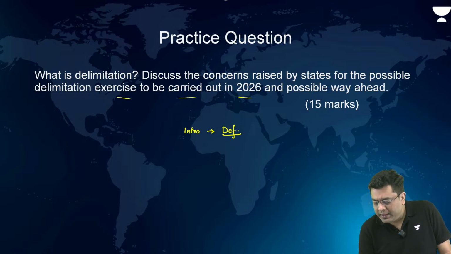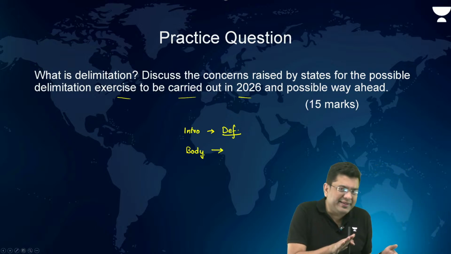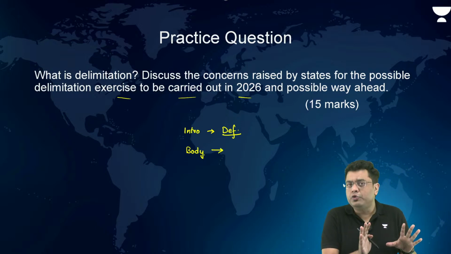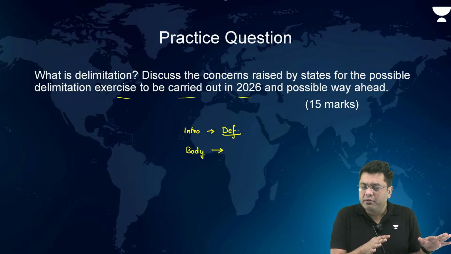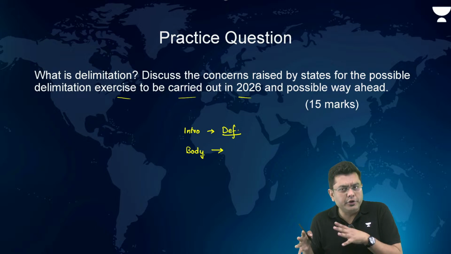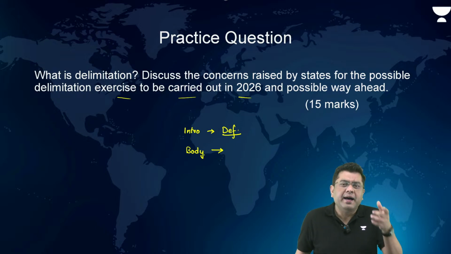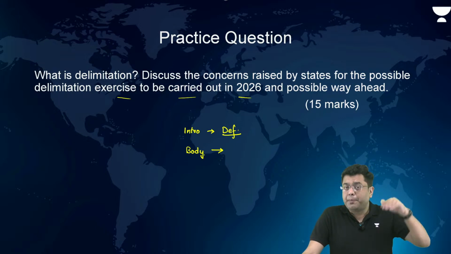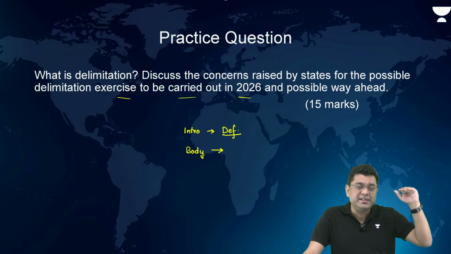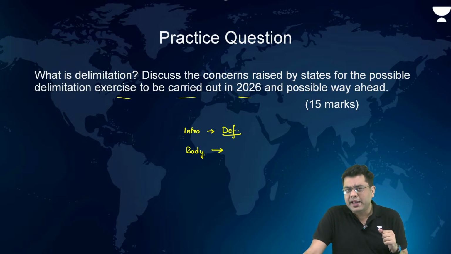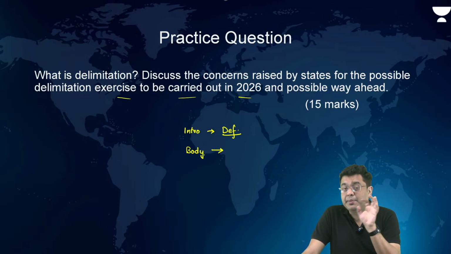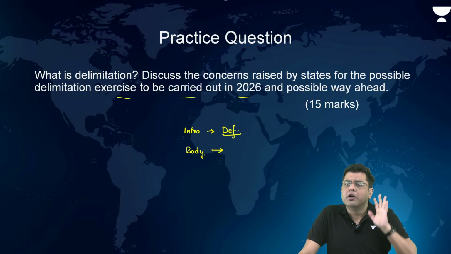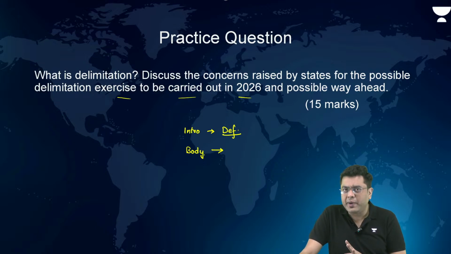After that, in the body portion, that is where you talk about the previous delimitation. Because it is a 15 marker, it gives you that scope. So the previous delimitation exercises, whenever they have been carried out: 52, 63, 73, 2002, all those acts you mention. After that, you talk about how in 2002 the population figure was fixed at 1971 and there was a redrawing of the territorial boundaries. Then talk about the provision for 2026, a delimitation commission to be set up in 2026 following the census which is carried out after 2026.